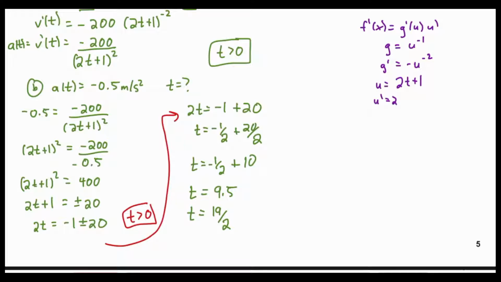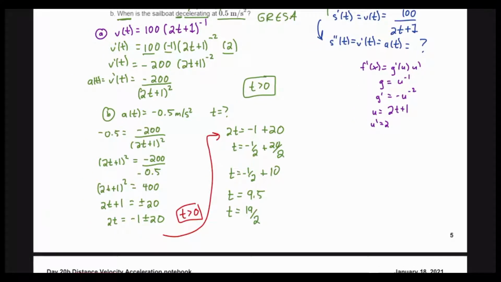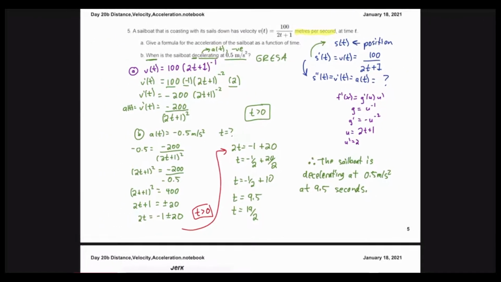And 9.5 is exact, so we could leave it, that's fine. But generally speaking, fractions are better. We are done our calculation, so let's just finish up with our answer. Therefore, the sailboat is decelerating at 0.5 meters per second squared at 9.5 seconds. And there we go.